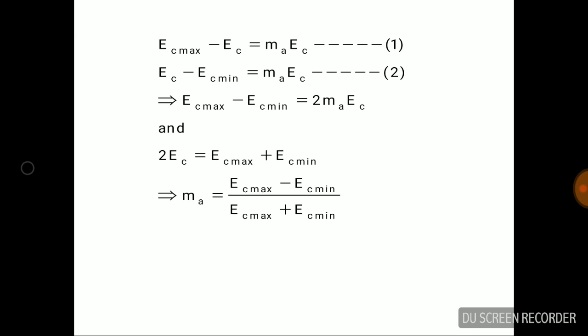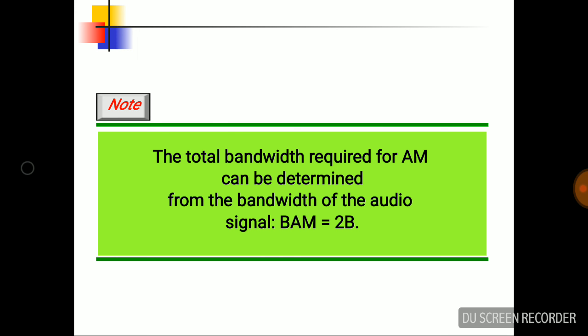Also from this figure we describe the modulation index: Ec maximum minus Ec is equal to m_a times Ec. Similarly, Ec minus Ec minimum is equal to m_a times Ec. From these equations we get m_a equal to Ec maximum minus Ec minimum upon Ec maximum plus Ec minimum. So this is the expression for the modulation index. The total bandwidth required for amplitude modulation can be determined from the bandwidth of the audio signal, that is 2E.